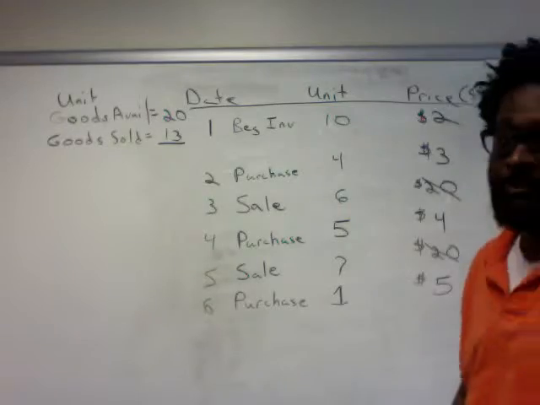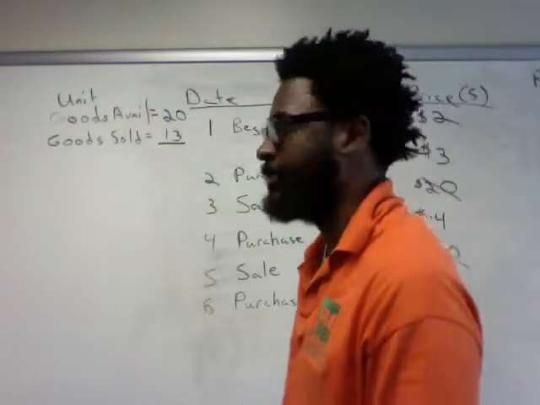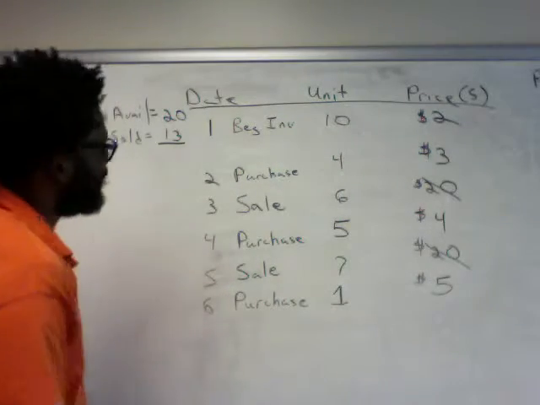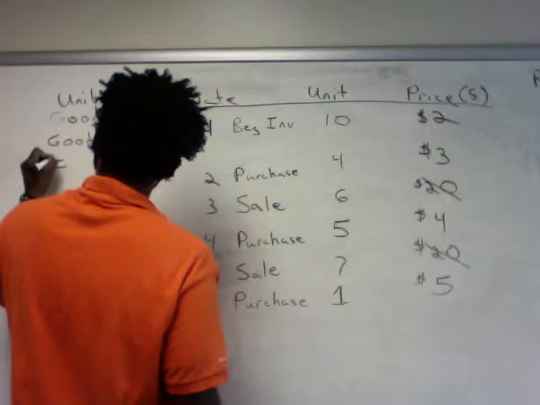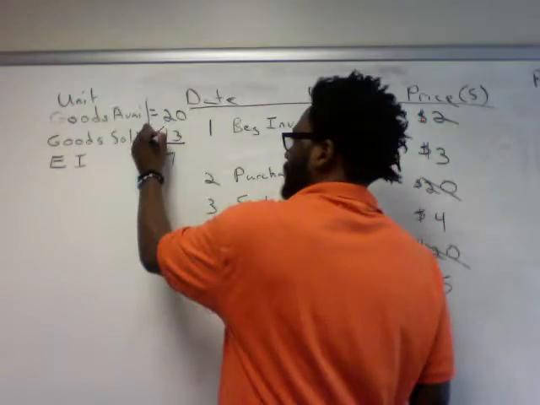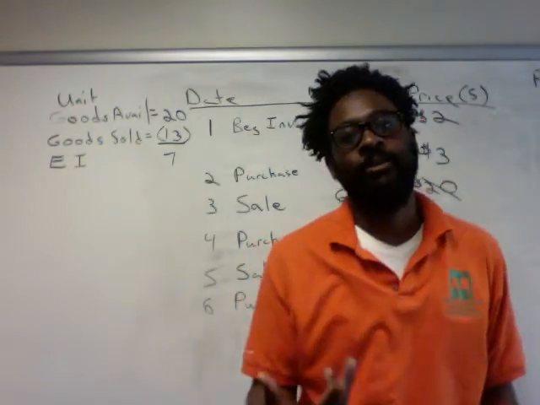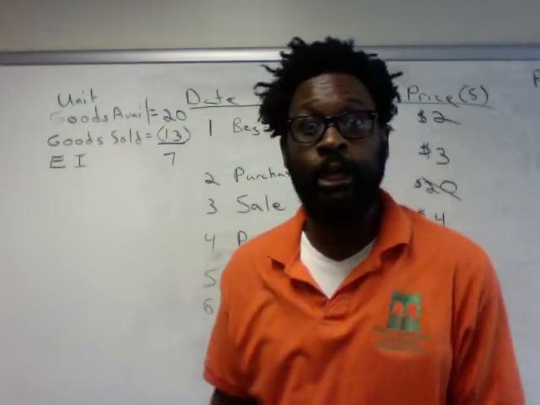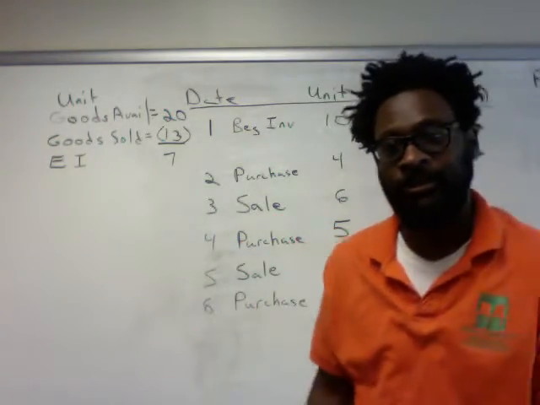We know we started out with 20. We could use logic to find some other component that we need. If I started out with 20 and I sold 13, that means I have what? 7 left in my ending inventory. How do I know? Because I started out with 20, and if I subtract what I sold for the period, that tells me I have 7 units left in the inventory.